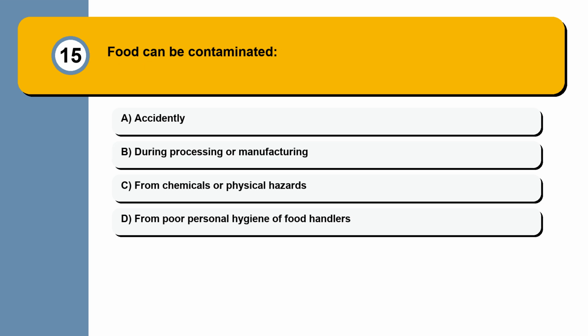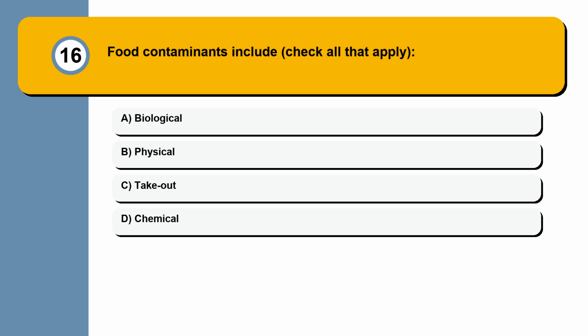Question 15. Food can be contaminated accidentally: during processing or manufacturing; from chemicals or physical hazards; from poor personal hygiene of food handlers. Question 16. Food contaminants include, check all that apply: biological, physical, takeout, chemical.